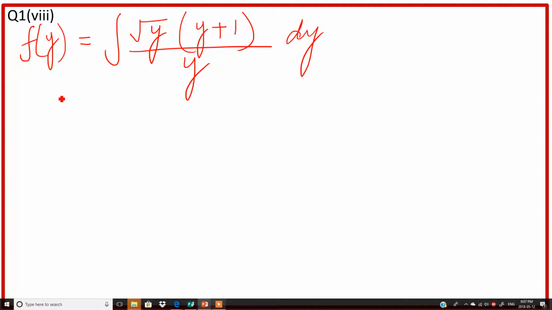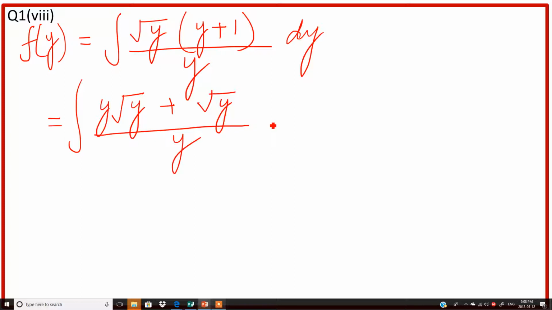This question is the same as what we did in part number 7, but a little bit different because here we have to multiply under root y with y plus 1 as well, so no problem. So see, we will multiply: y under root y plus under root y, and then divided by y, dy.